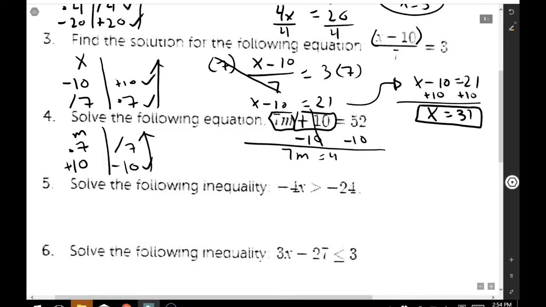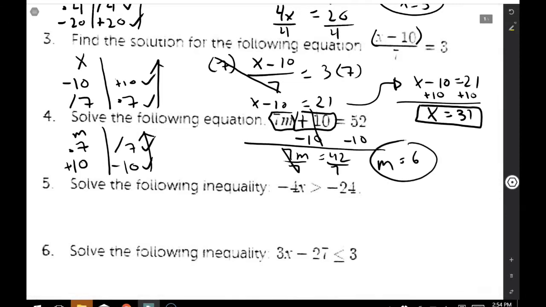7m is equal to 42. Next, I divide by 7. Check that off there. Do it to both sides. 7 groups of m split into 7, all I have left is one group of m. 42 split into 7 is 6. 7 times 6 is 42. Plus 10 is 52. So that checks off.